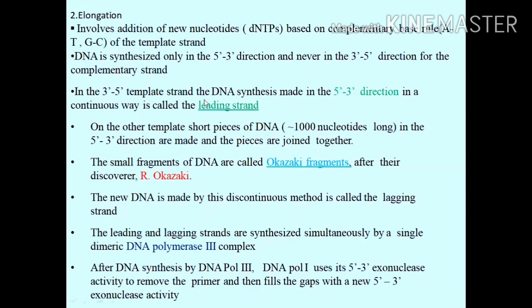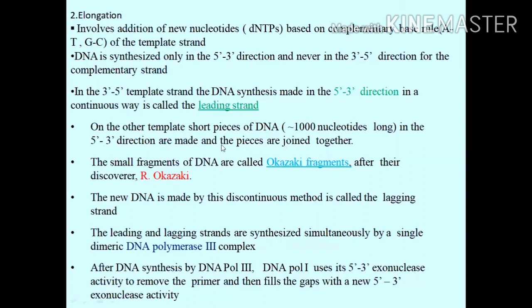So on the 3' to 5' template strand, the DNA synthesis made in the 5' to 3' direction in a continuous way is called the leading strand. The 3' template of the parent DNA molecule synthesizes DNA in the 5' direction in a continuous manner. So that strand is called the leading strand. And the other template, that is the 5' template of the parent DNA molecule, synthesizes DNA in the form of fragments, in the 5' direction only.